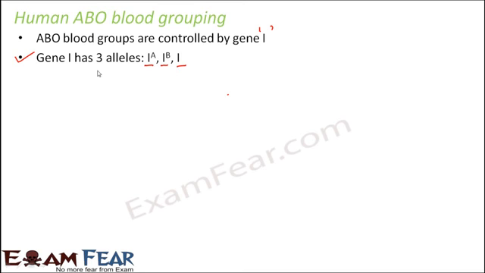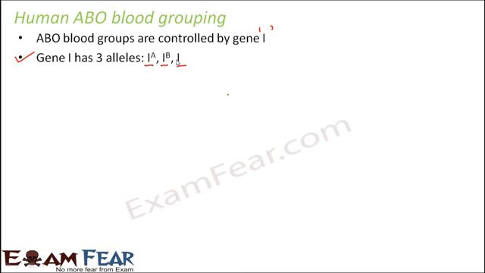Now what is the difference between these 3 alleles? They control the synthesis of proteins. IA produces a sugar, IB also produces a sugar, but it is slightly different from that produced by IA, whereas i doesn't produce any sugar at all. So that is the actual purpose of each of these alleles, and that is how their functions are different.